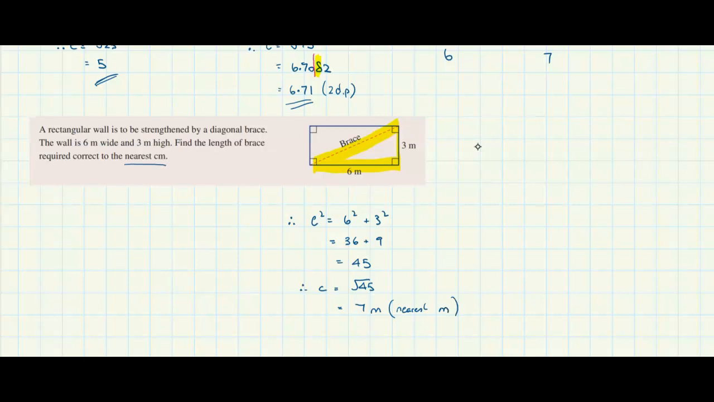Fantastic. We have put some questions together for you from exercise 4L. Go consult your work requirements and enjoy your Pythagoras.